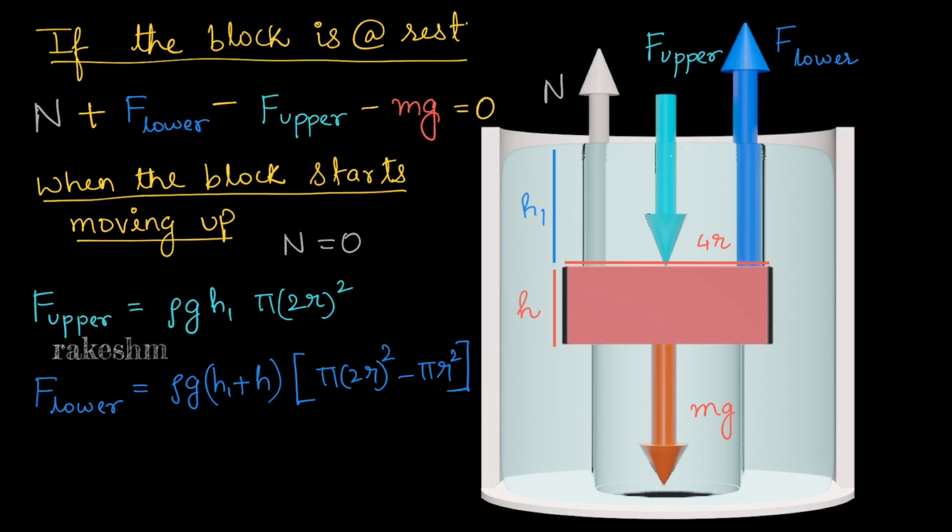When we start decreasing the height of the water, this h1 we are decreasing. When h1 decreases, F upper decreases and F lower also decreases. Let us visualize and see what happens as the water level is decreased.